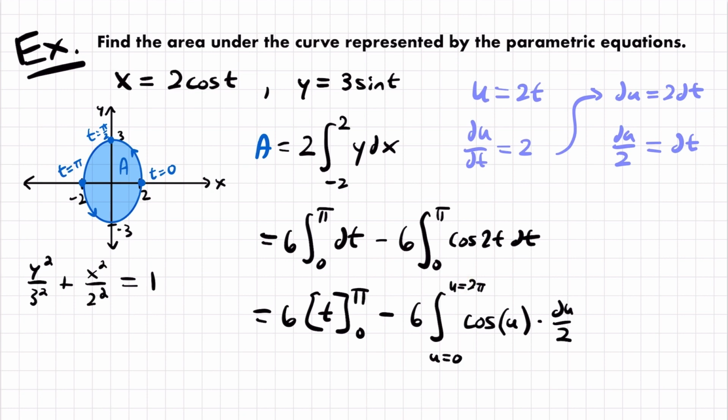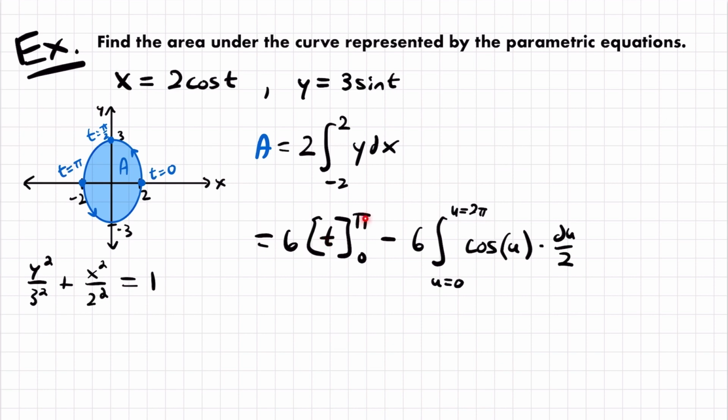Okay, so if I clean up my work, if we evaluate t at pi and subtract the evaluation at 0, that's just going to be pi, right? We're going to have pi minus 0. We're just replacing t with each of those bounds. And so this will be equal to 6 times pi because pi minus 0 is pi. So we have 6 pi minus this integral, but let's bring this 1/2 out to the front. 6 times 1/2 is 3. So we'll have 3 times the integral from 0 to 2 pi of cosine u du.